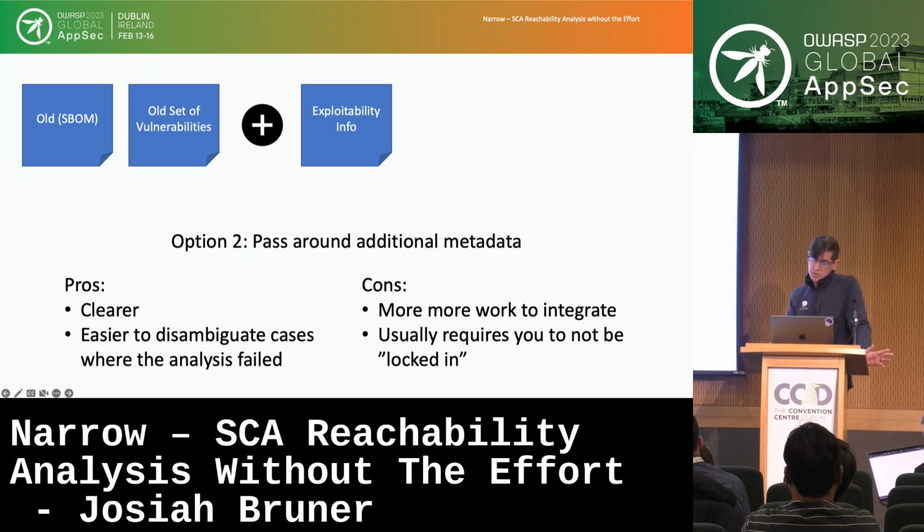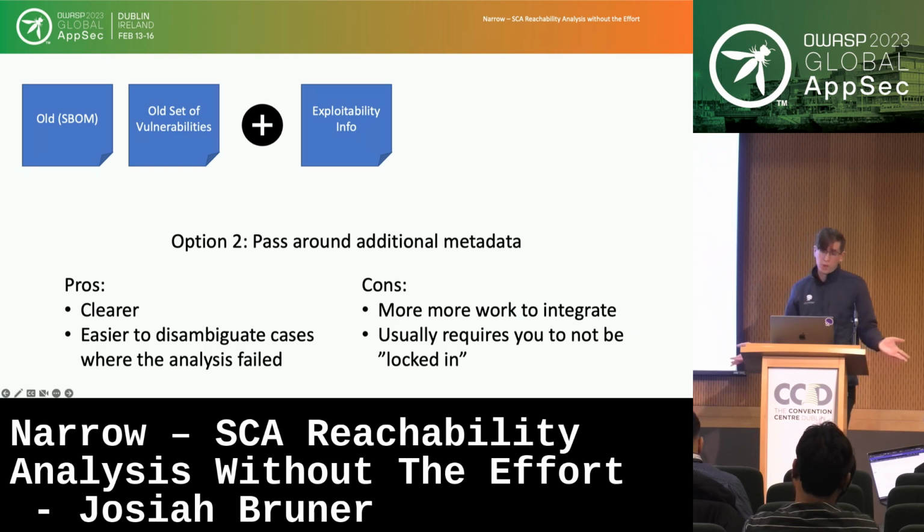It's a lot clearer. It was easier for us to disambiguate cases where analysis failed. So, like again, before, if our analysis just didn't happen because there were no targets, it kind of looked like those things would all get downgraded in severity because there was no exploit available. Versus just saying, oh, we have additional metadata and it was exploitable, so we're going to change how we prioritize. This was a lot easier to do, but a little more work to integrate.